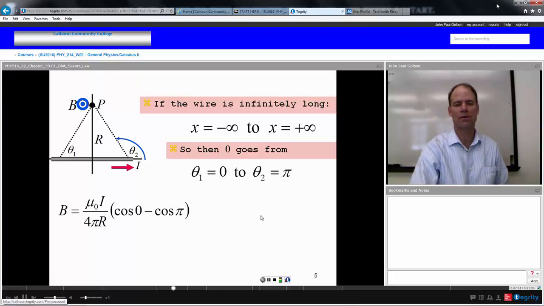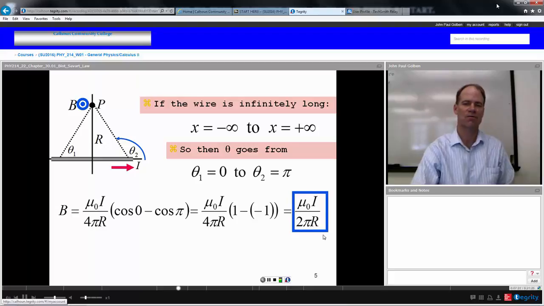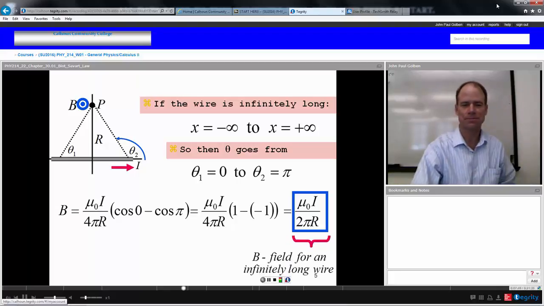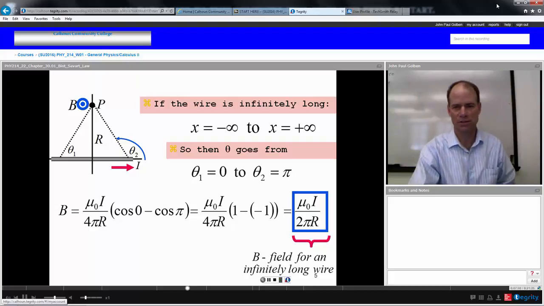Put that into our formula. Cosine of 0 is 1. Cosine of pi is a negative 1. So a 1 minus a negative 1, which would be 1 plus 1, or 2. And our magnetic field would then be mu naught I over 2 pi r. So the magnetic field, a distance r away from an infinitely long wire, is mu naught I over 2 pi r. That's a nice result. And again, pointing my thumb in the direction of the current, the magnetic field at point P, in this case, is coming out of the page towards you.